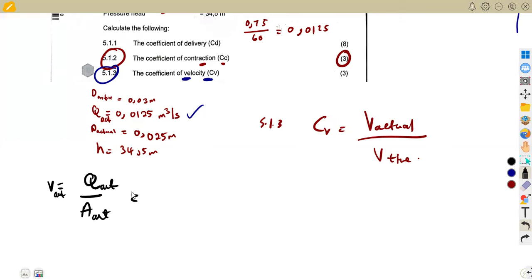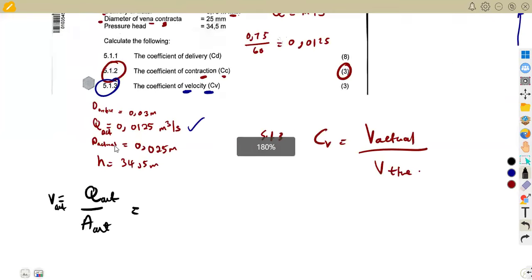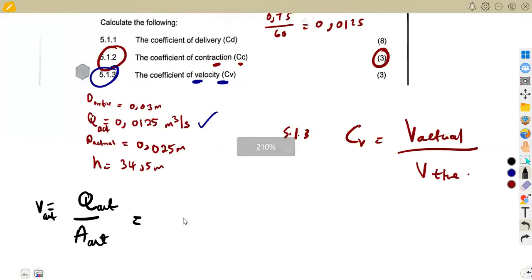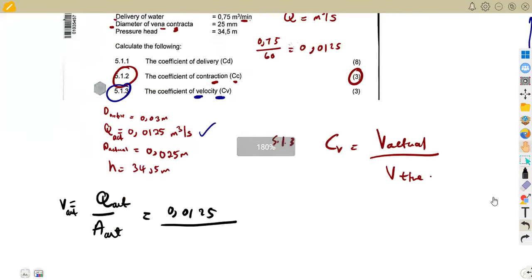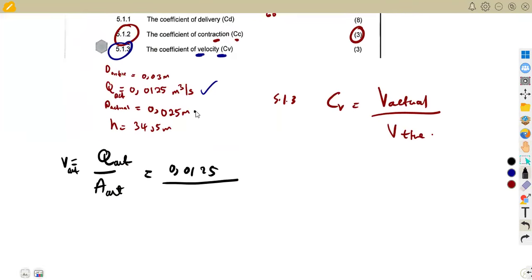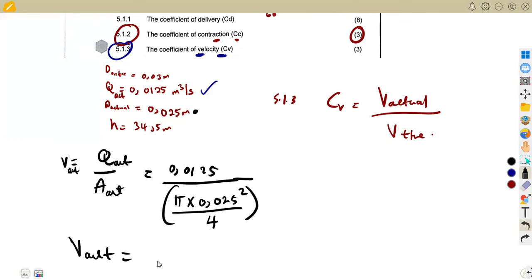We calculated this before. I hope we had the actual discharge. It was already there, 0.0125 over the actual area. Remember, our actual area we did not calculate, but I said you take it from the actual diameter. So it's going to be pi d squared over 4, which is pi times 0.025 squared over 4. Remember your actual area formula. That gives us the actual velocity in this case, which is 25.46.